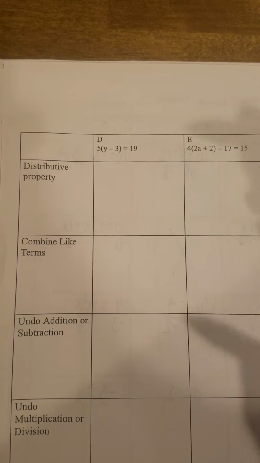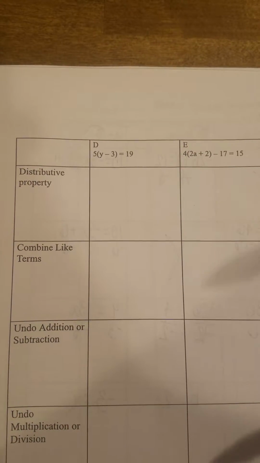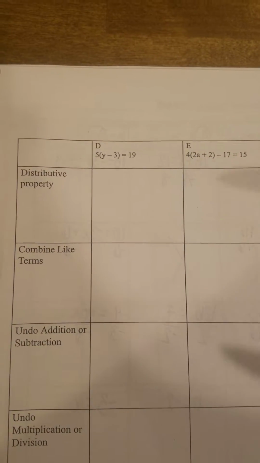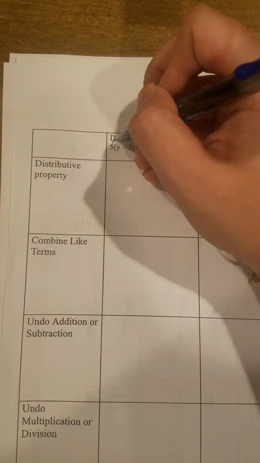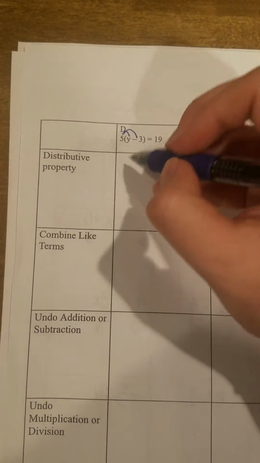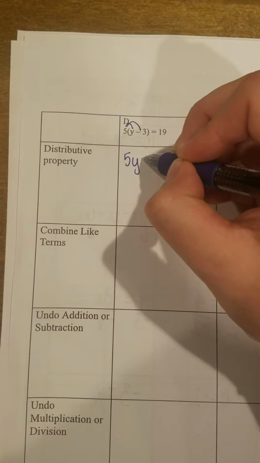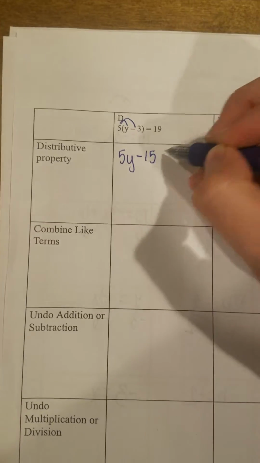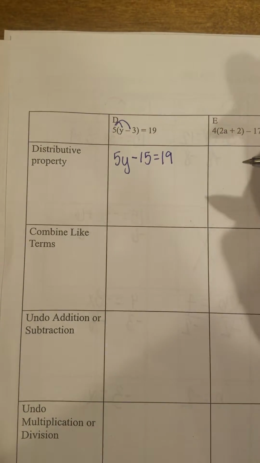Now let's go ahead and look at our back problems. So again, we're going to follow the same order. So we're going to start with our distributive property, which means I need to distribute my 5 to everything in my parentheses. We end up getting 5y minus 15 equals 19.